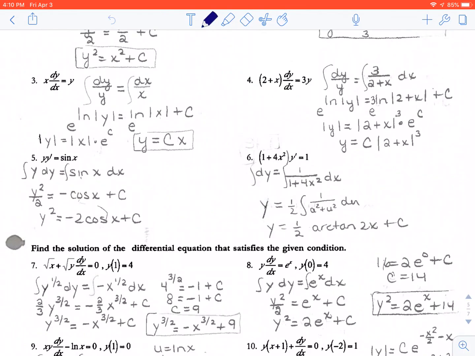So in number 4, the first thing that we have to do, of course, is to separate the variables. So we're going to multiply both sides by dx, but then we also have to divide by y. Now here's a case where you have a scalar of 3. Leave it away from what you are solving for.